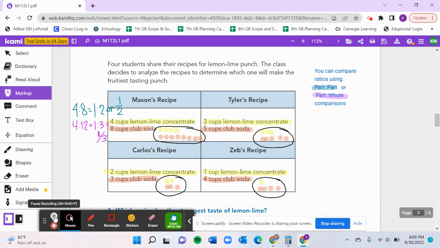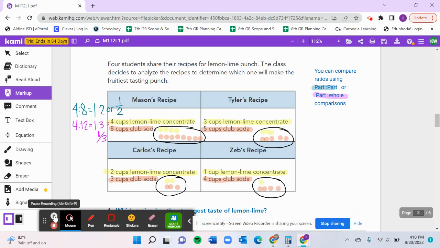Now, before I show you my answers and all of the work, I need you to understand what's happening here. These students are making a punch similar to making Kool-Aid. So if you've got a Kool-Aid packet and you've got a gallon of water, the more packets that you put in, the stronger the taste is going to be. This is the same thing. The more lemon lime concentrate you put in compared to the amount of club soda, the stronger that flavor is going to be. Now, you could have compared your ratios 2 different ways. You could have compared using a part to part comparison or a part to whole comparison.